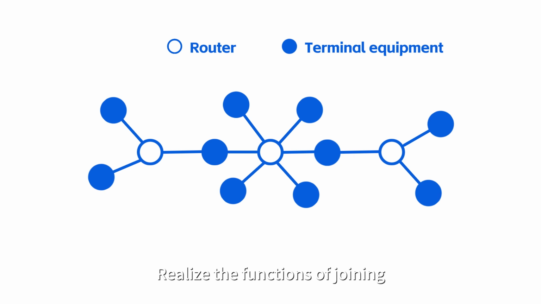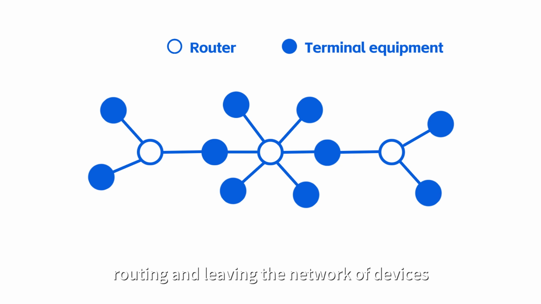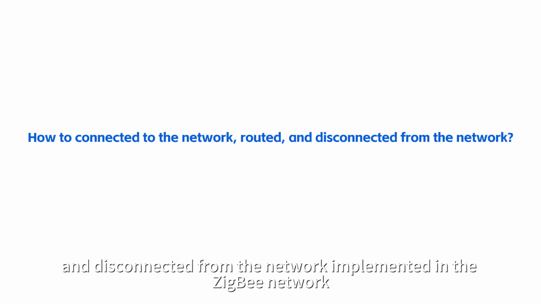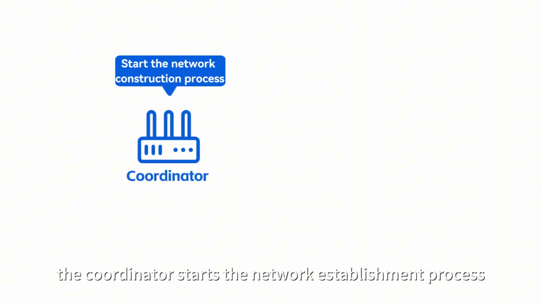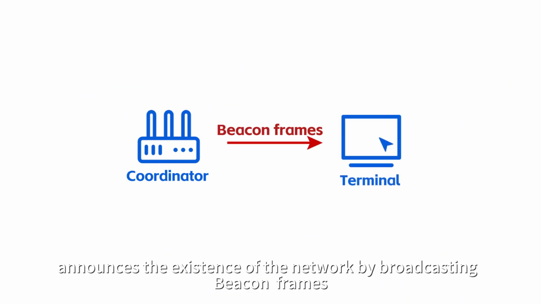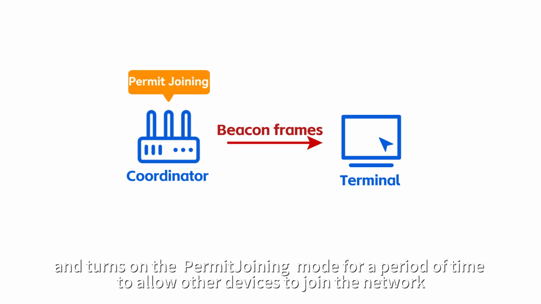Realize the functions of joining, routing, and leaving the network of devices. How is the device connected to the network, routed, and disconnected from the network implemented in the ZigBee network? First, the coordinator starts the network establishment process, sets the network ID, PANID, channel, network key and other parameters, announces the existence of the network by broadcasting beacon frames, and turns on the permit joining mode for a period of time to allow other devices to join the network.